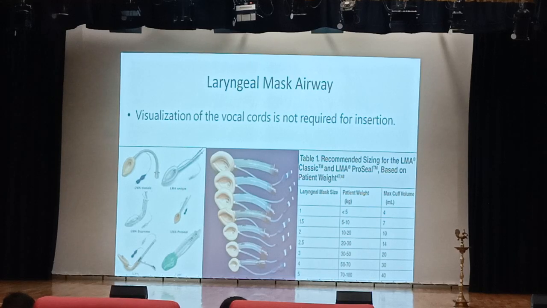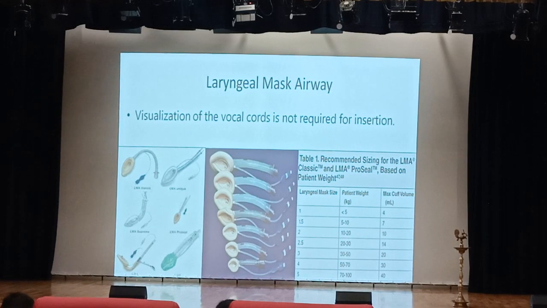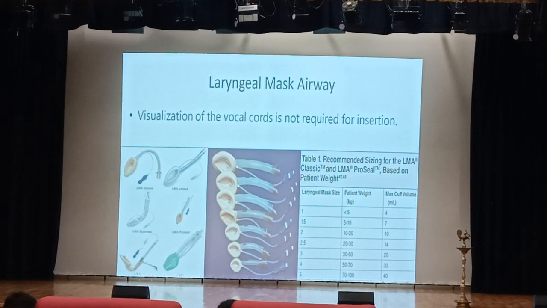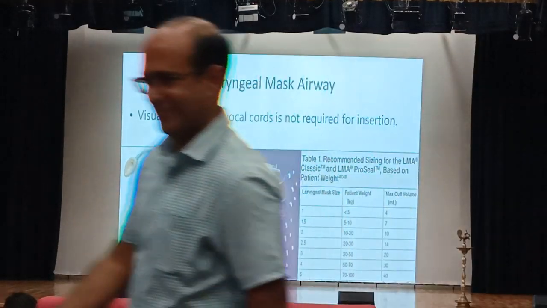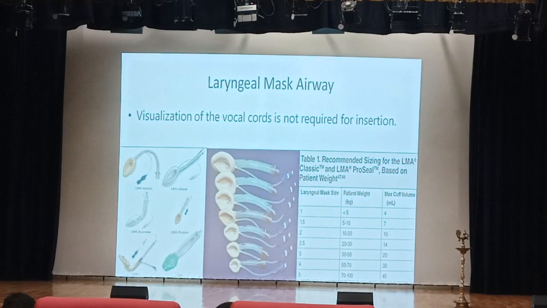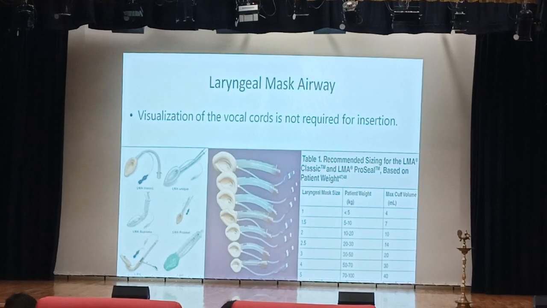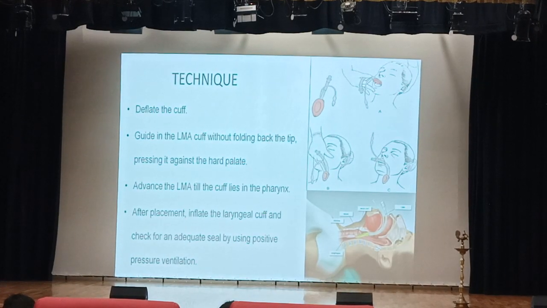Next is the laryngeal mask airway. These are used in difficult intubation scenarios, and in this the visualization of the vocal cords is not required for insertion. There are various types: classic, unique, supreme, ProSeal, ILMA or iGel, and they come in various sizes. Different sizes are required based on the weight of the patient. Most commonly we use size 3 for a 30 to 50 kg patient and size 4 for a 50 to 70 kg patient.